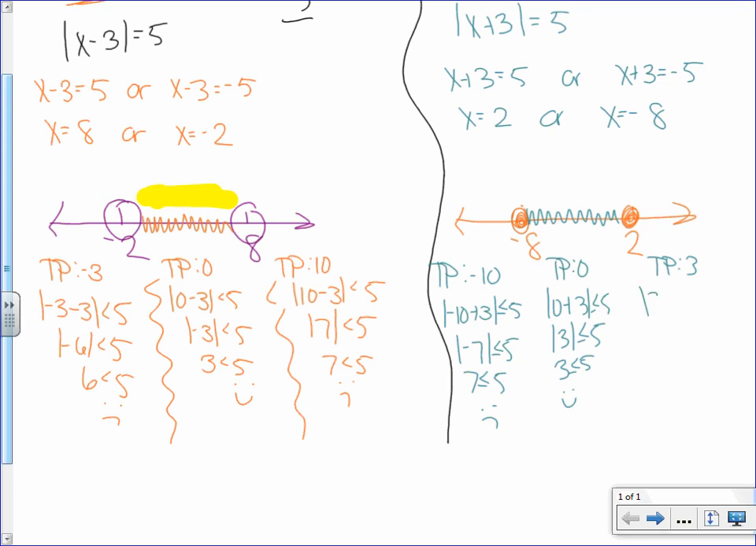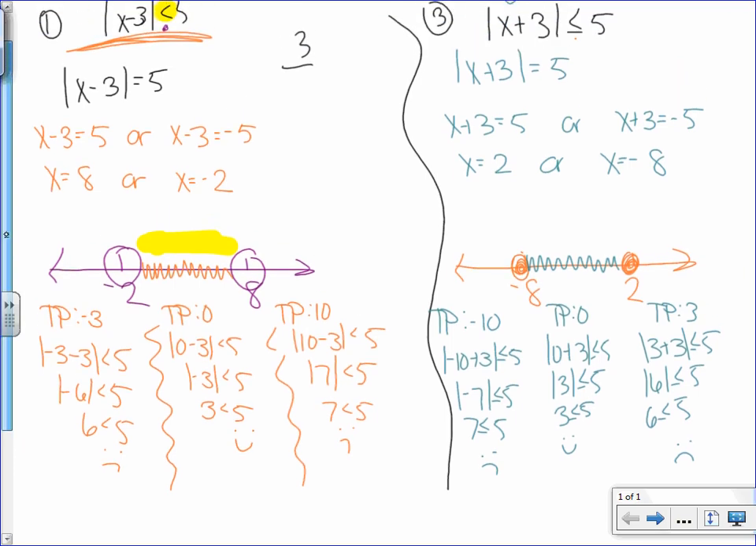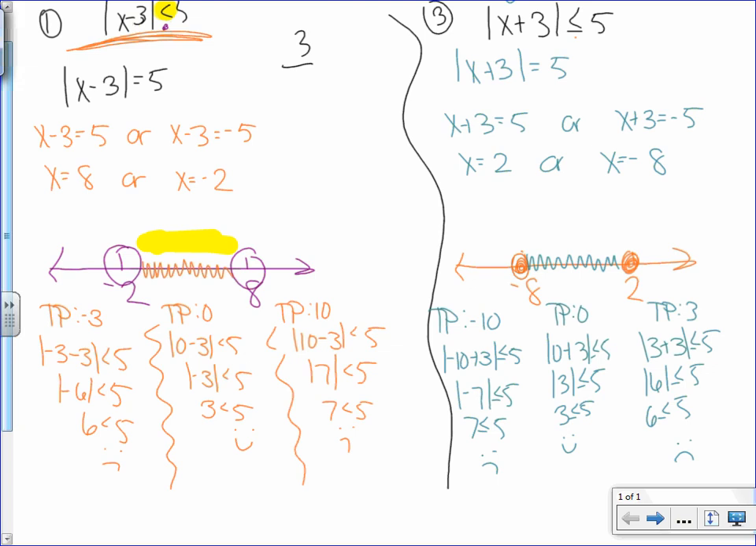And then when I test 3, I get the absolute value of 6, which is just 6, and 6 is not less than or equal to 5, so I don't shade there. Okay, and we can check to see that it was right because I had a less than, and a less than should be smushed. So I need to be bigger than negative 8 and less than 2. That's going to be choice 1.